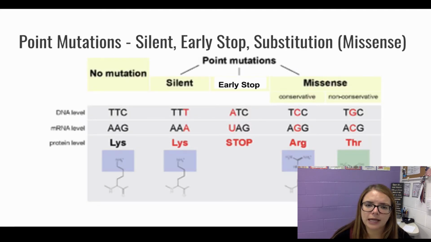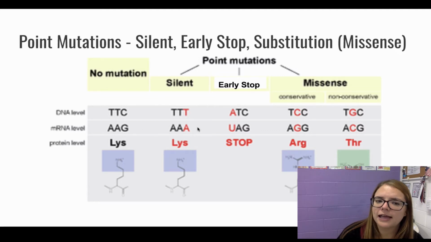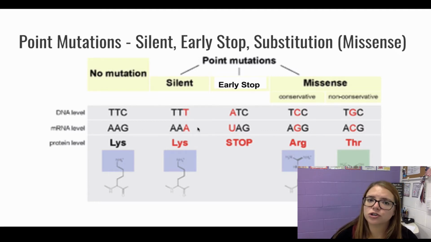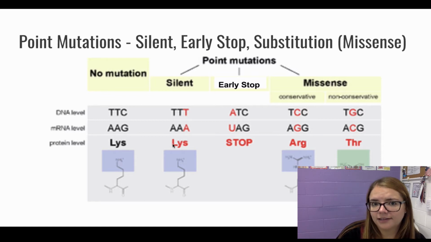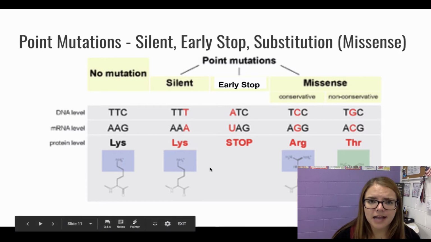So there are three types of point mutations. The first is a silent mutation. And you can see in the picture here, a silent mutation would switch this C to a T, which would switch the RNA from an AAG to an AAA. But if you use that wheel during translation, right, you would get the same amino acid, lysine, right? So this is a silent mutation. The DNA is different, but because the protein is built the same, it's not going to matter, right?